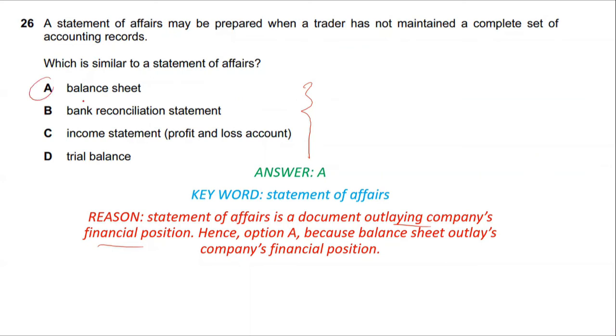The answer to multiple choice 26 would be option A, balance sheet, because the balance sheet refers to the financial position of the company.